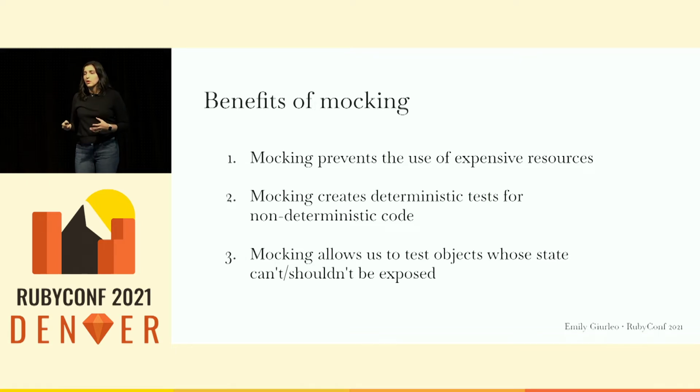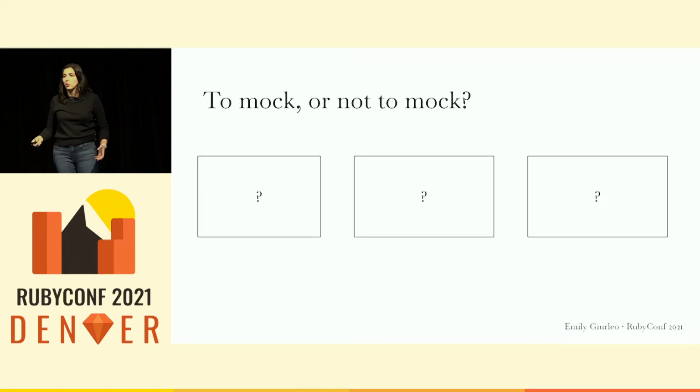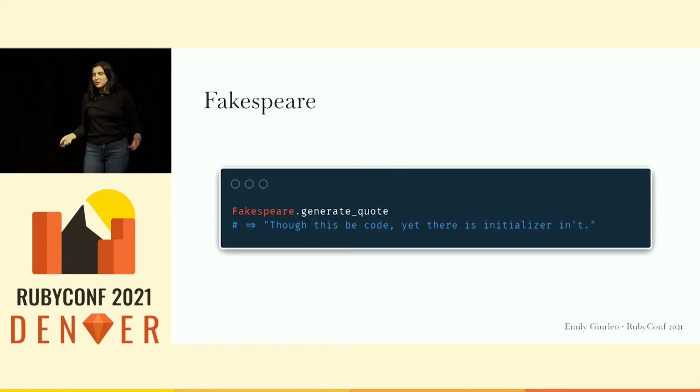In going through these 3 scenarios, we're going to work together to identify a framework that we can use going forward to answer the question for ourselves, to mock or not to mock. To illustrate these concepts, I'm going to be talking to you about a gem that I wrote for this talk called Fakespeare. The Fakespeare gem generates silly Shakespeare quotes with random Ruby words interspersed if you call the method generateQuote.